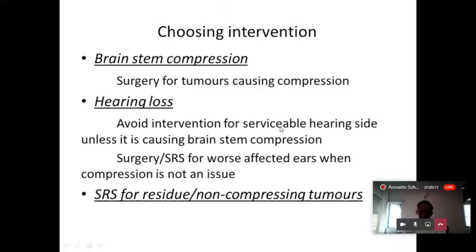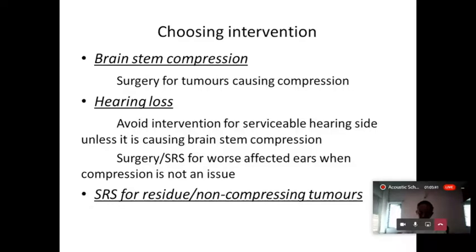You do surgery or radiosurgery for the worst affected ear when compression is not an issue, when you're looking at hearing. Finally, you do radiosurgery for residual or non-compressing tumors. So basically, I want to conclude by saying that you individualize management of patients with bilateral vestibular schwannoma. There is no one size fits all. So it's a combination of various modalities.